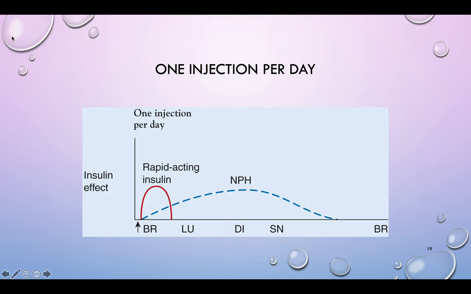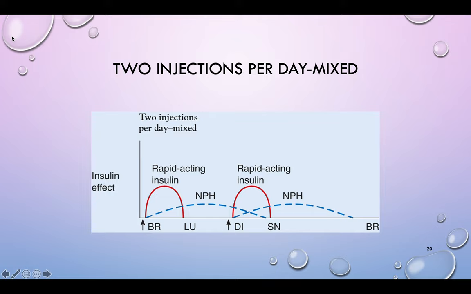Here's 2 injections per day. Mixed. This is NPH and rapid-acting. This is not regular, but it's rapid-acting. So you can see here again, between dinner and the snack is quite a big chance for a low blood sugar. Between dinner and a snack.